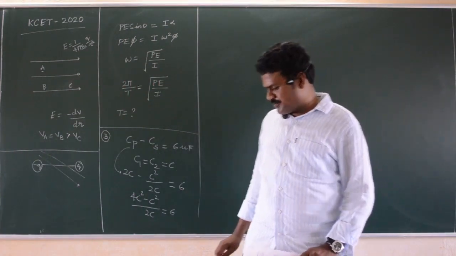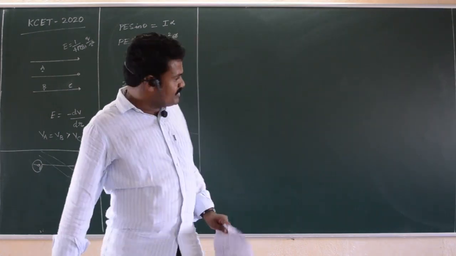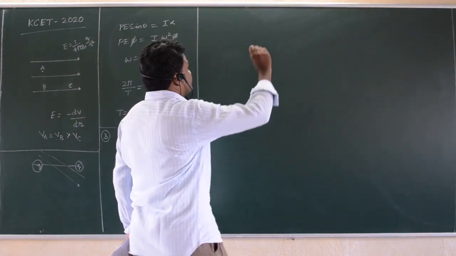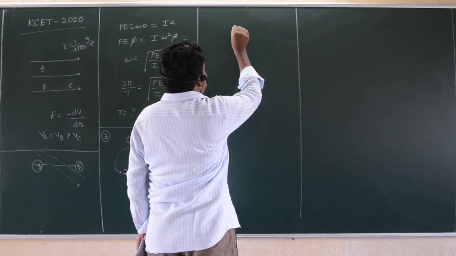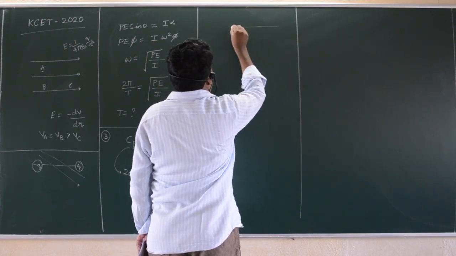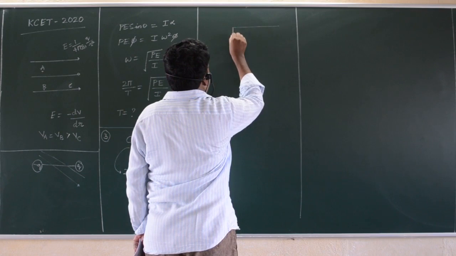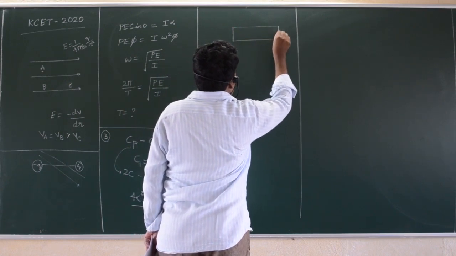And next, question number 4. This is there in your NCERT textbook. There is a rectangular wire like this. There is a wire which is in the form of a rectangle.